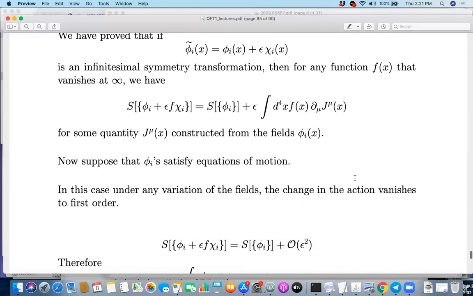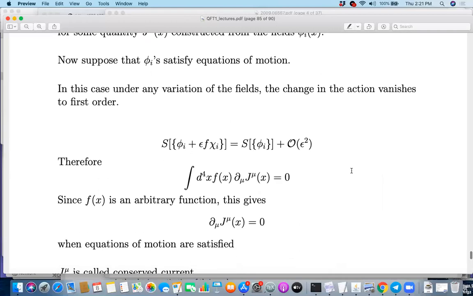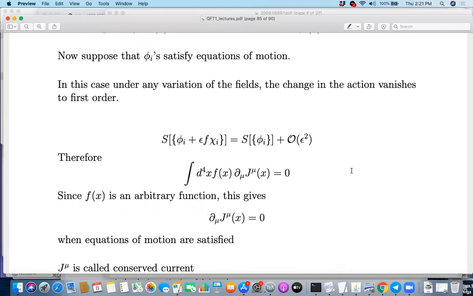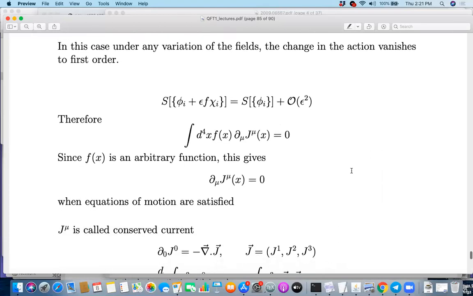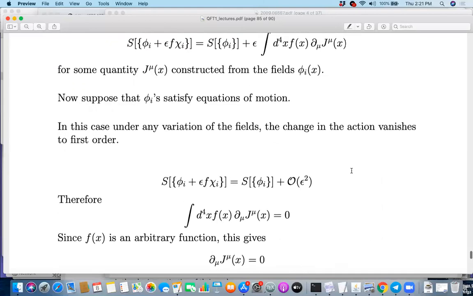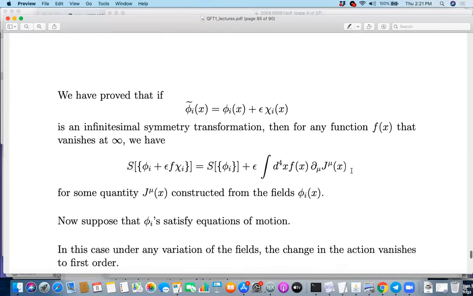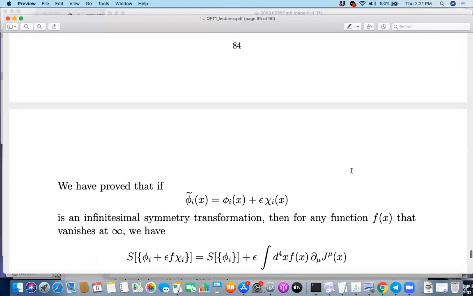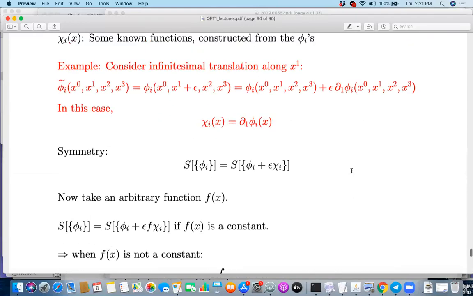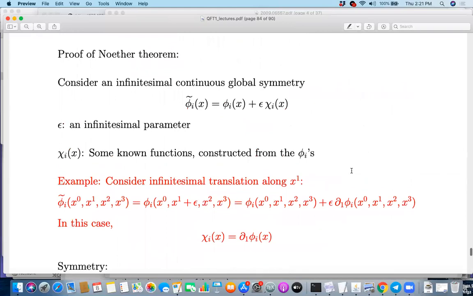Any other question? Hello, sir. Yes. Sir, what are the conditions on that chi or symmetry parameter epsilon such that the symmetry holds? Like we are talking about if the symmetry holds, then the consequences are conserved charges. So what should be the condition on this epsilon or chi i such that the symmetry holds?